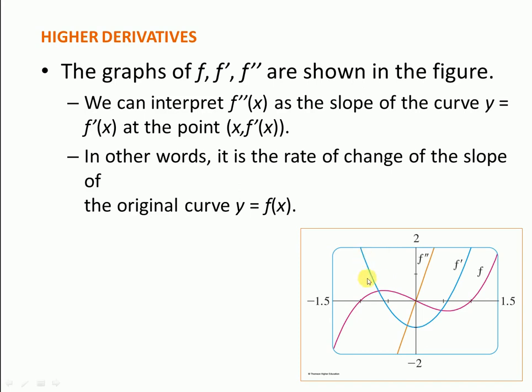Now I have a graph of the original function f, the first derivative f prime, and f double prime, which is the second derivative. Now we can interpret the second derivative as the slope of the curve of the first derivative at a point x, f prime of x. In other words, it's the rate of change of the slope of the original curve.